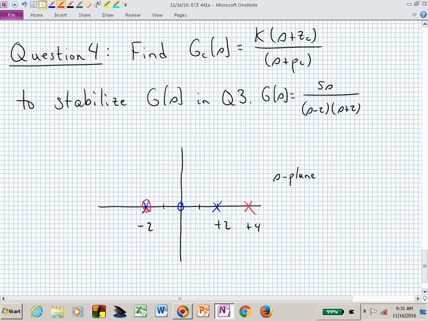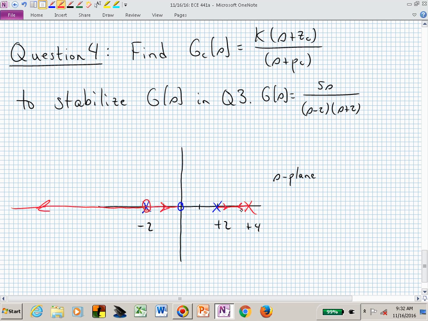So what segments now belong to the root locus? And now this is a homework problem, I think. What's the root locus look like? What happens between 2 and 4? A breakaway. And where do they go?